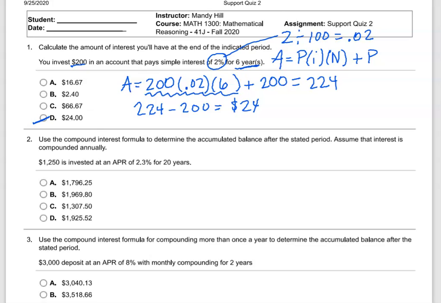Okay. Use the compound interest formula to determine the accumulated balance after the stated period. Assume that the interest is compounded annually. So we got compound interest this time. Different than simple interest.